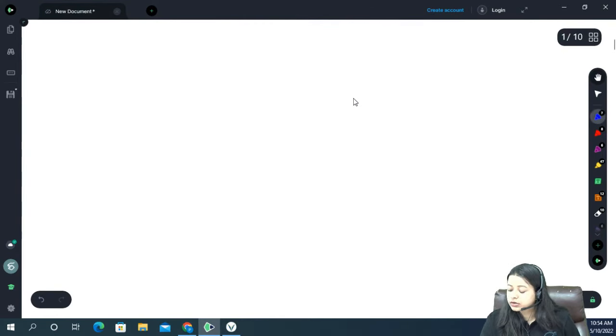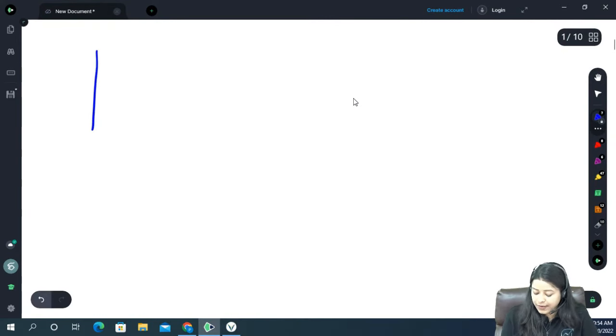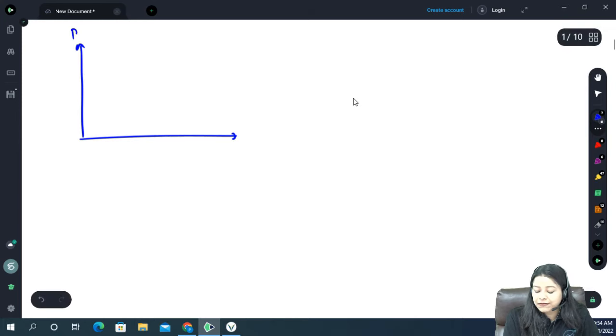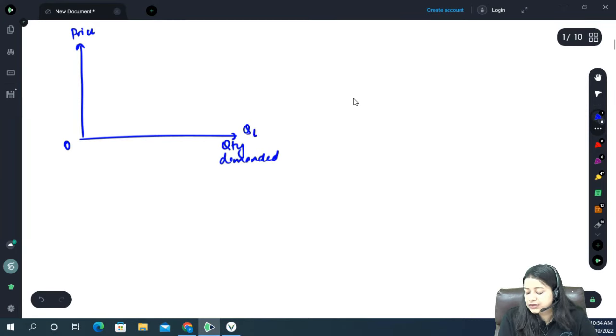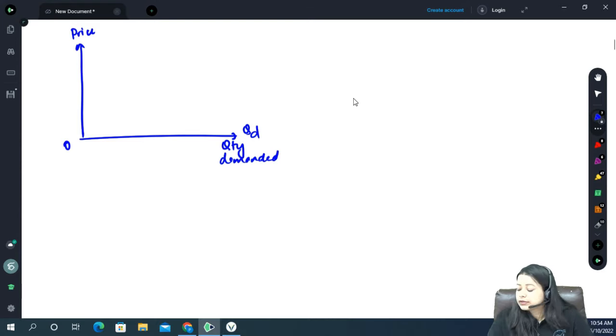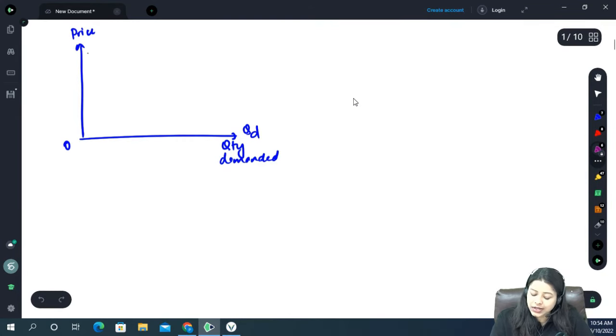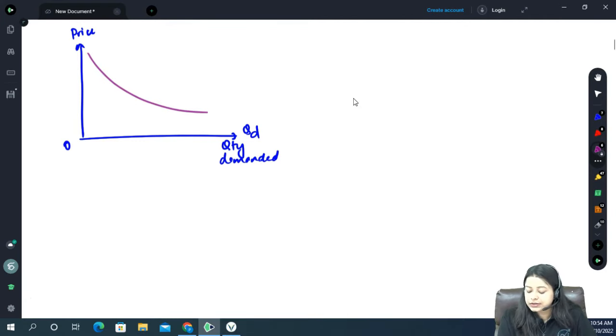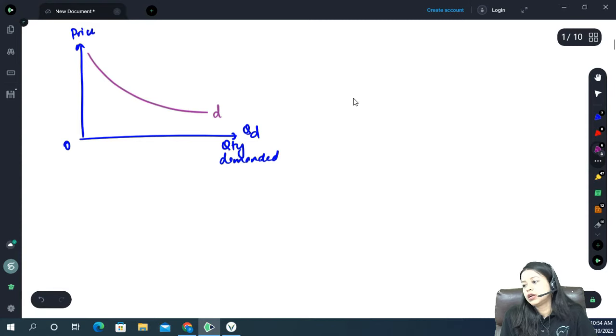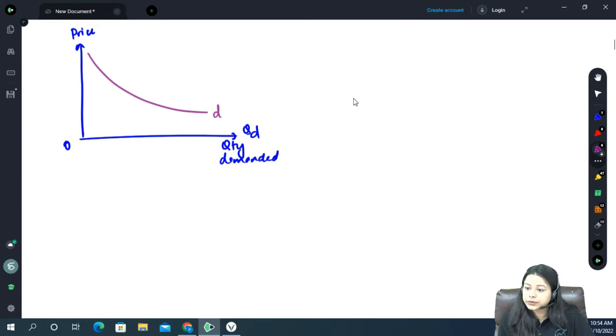Now let's move to the demand curve. If I'm constructing a demand curve, on the y-axis I have price, and on the x-axis I have quantity demanded, which we generally write as Q. What do I say? That if your price is increasing, your quantity demanded will fall. So it looks something like this. Either you can make a straight line or a curve. This curve is called D, which is the demand curve. Clear?